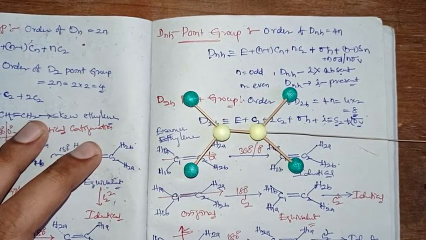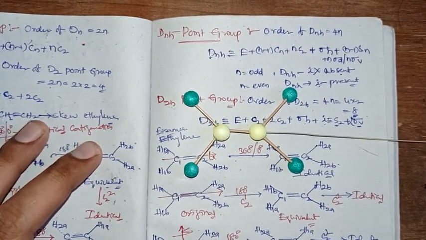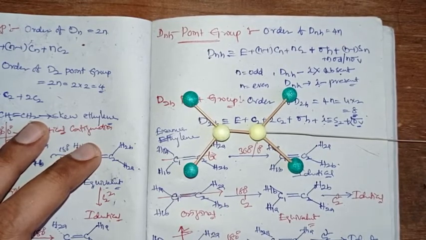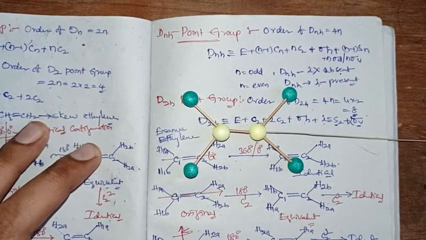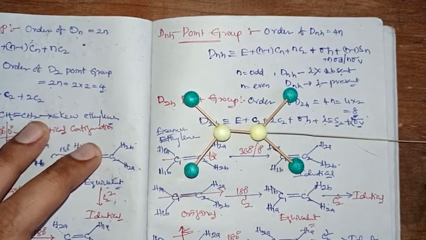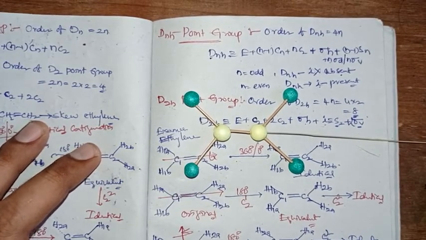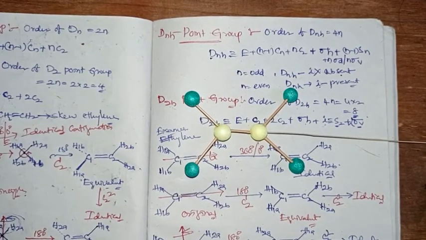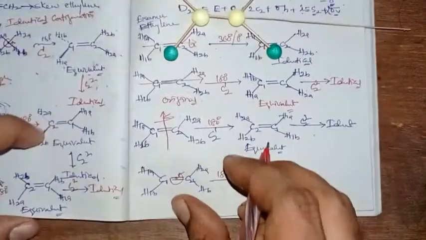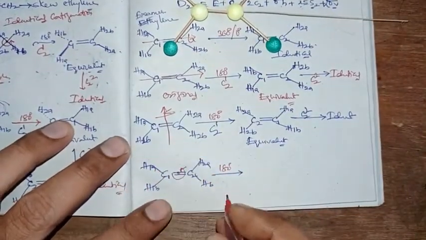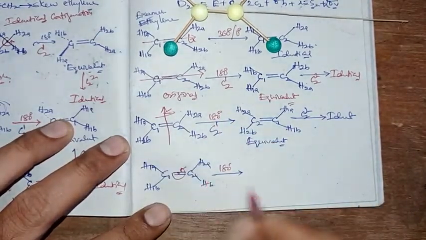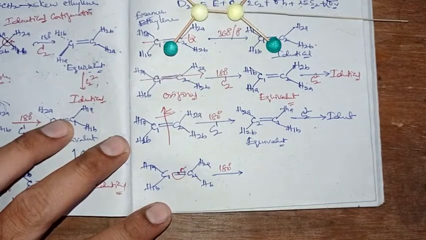Similarly, for another rotational axis, with H1A, H1B, H2A, H2B, the angle will be 180 and the axis will be an axis passing in between the carbon-carbon double bond, above towards you and below the plane, and doing the rotation, right? Doing the rotation, what happens? The carbons initially get exchanged.